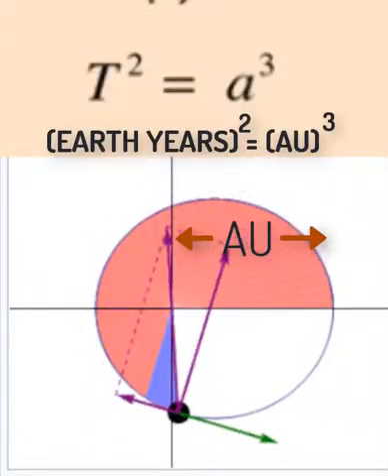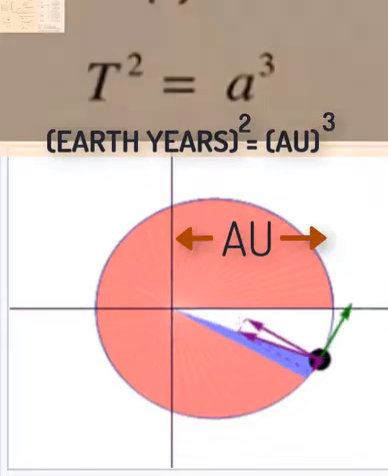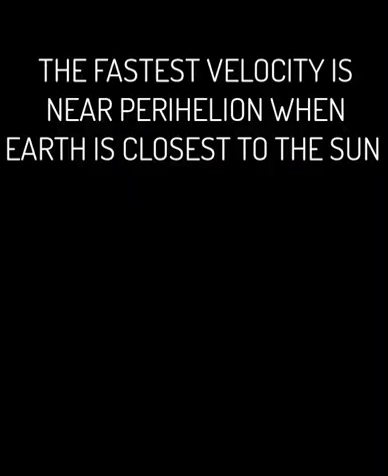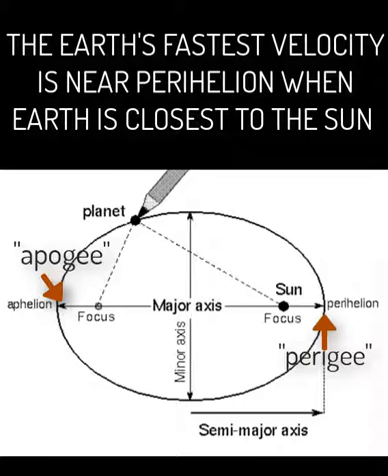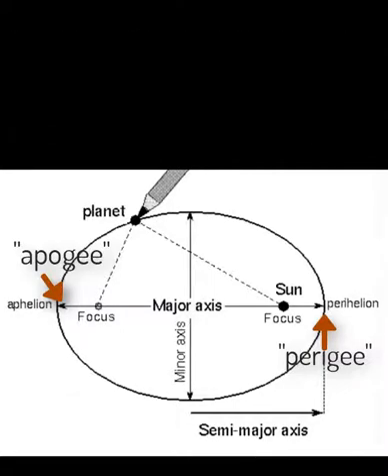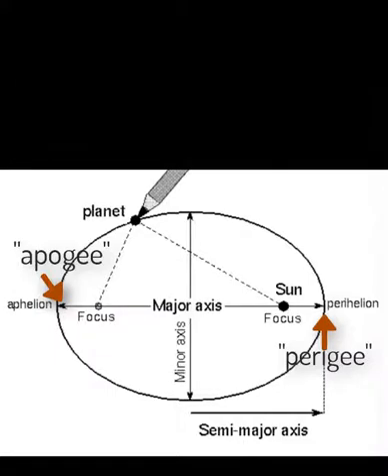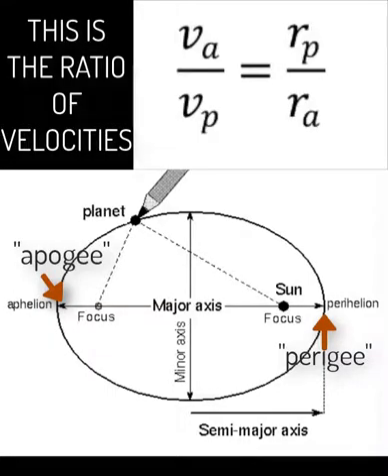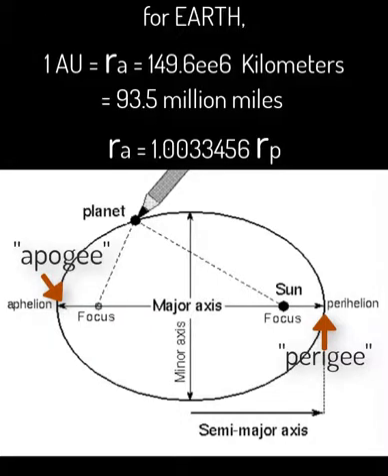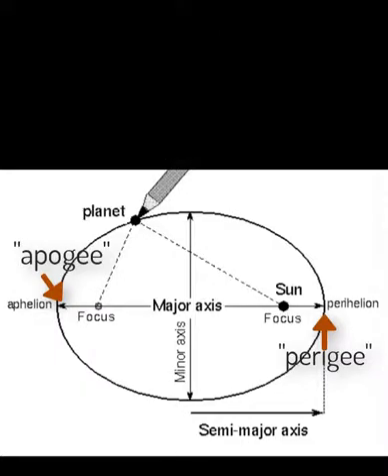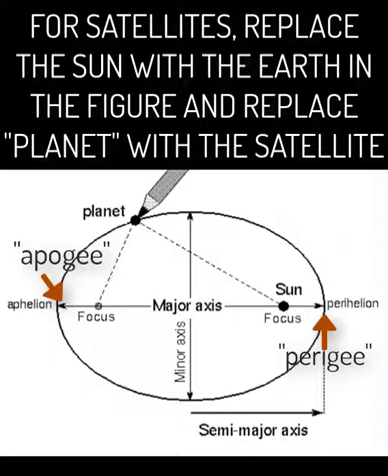So to recap, the Earth has its fastest velocity in the winter when it's closest to the Sun, and its slowest velocity in the summer when the Earth is farthest from the Sun. And so the tilt of the Earth is what gives us our seasons, and the ratio of velocities at apogee and perigee depend on the relationship between the major and the minor axis. So 1 AU, an astronomical unit, is about 93 million miles from the Earth.